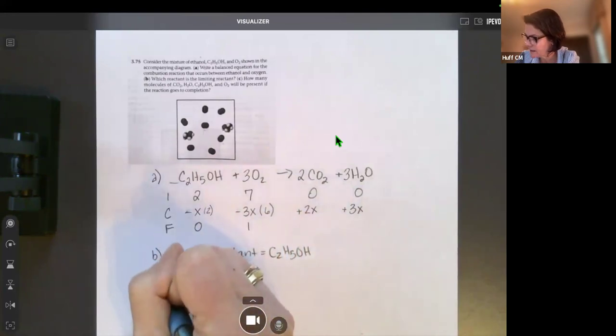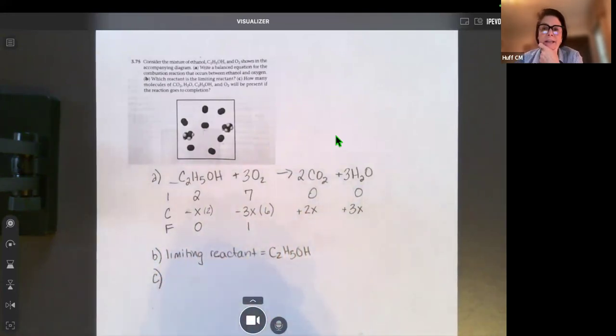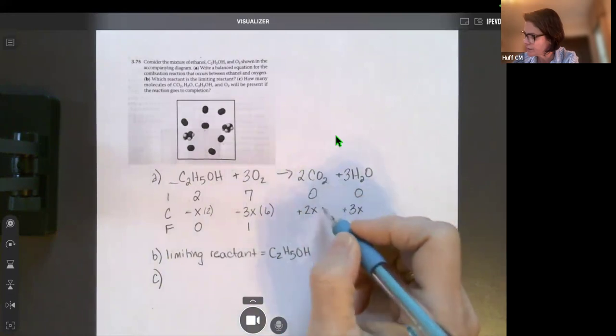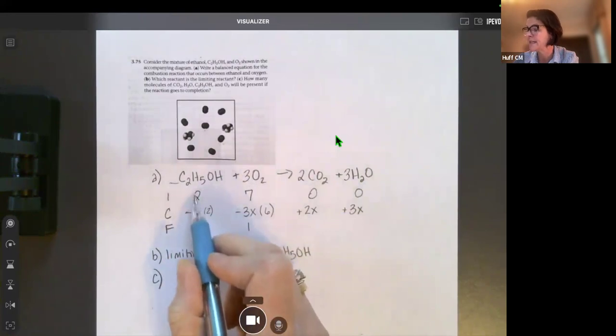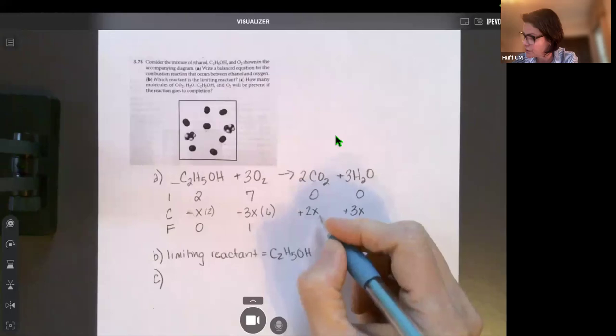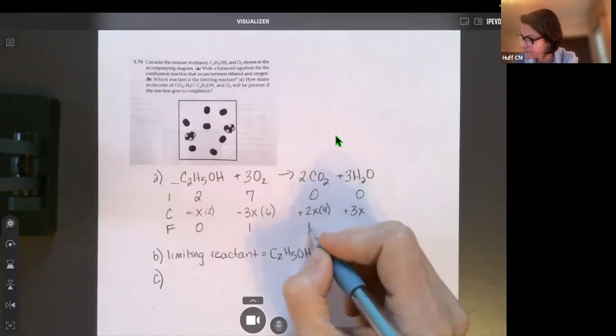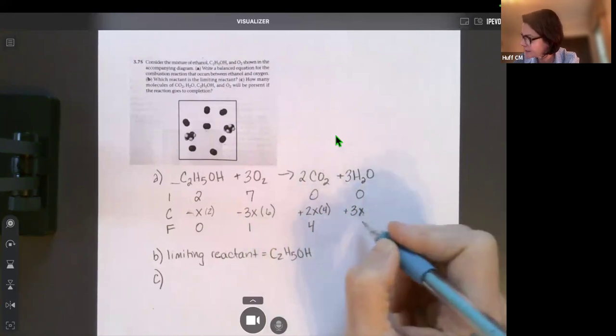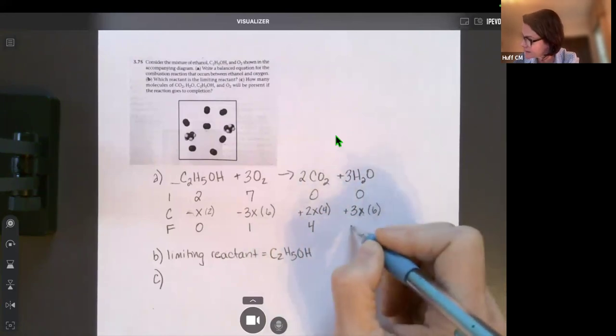All right, and then part C says how many molecules of carbon dioxide, water, ethanol, and oxygen will be present if the reaction goes to completion. So all we have to do is finish filling out this ICF chart. With carbon dioxide, remember, the x in this situation is going to be 2 molecules. So 2 times 2 gives us plus 4. And then x is 2 again. 2 times 3 is 6.